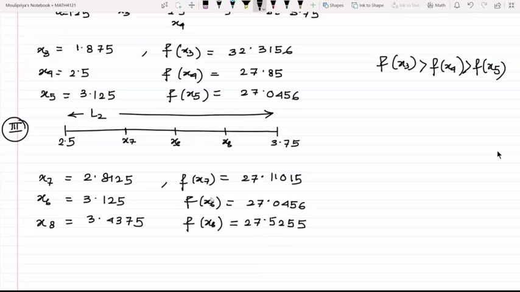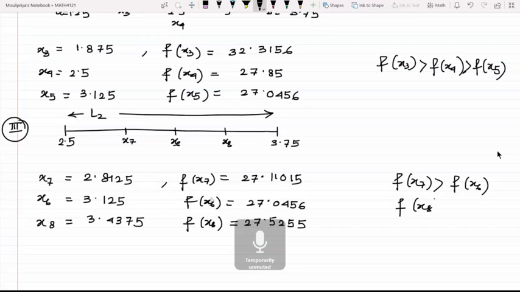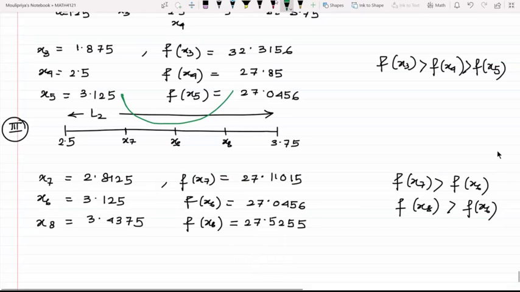From here, what can we conclude? We have f of x7 more than f of x6, right? We also have f of x8 more than f of x6. That means the function looks kind of like this. So again, like the first iteration, we need to eliminate 2.5.